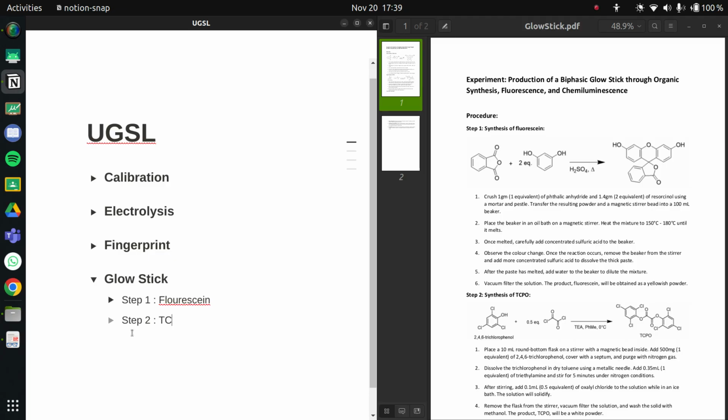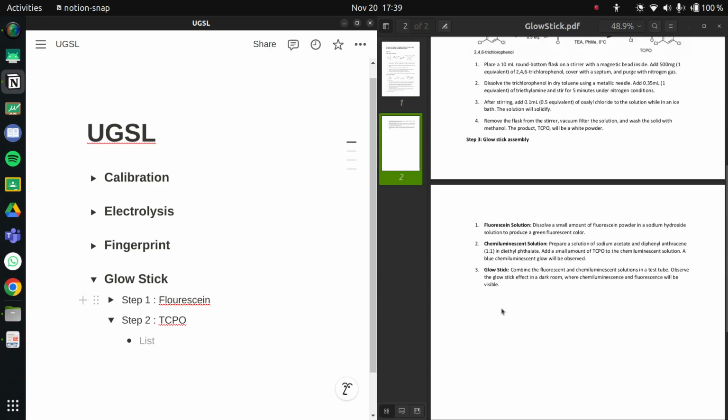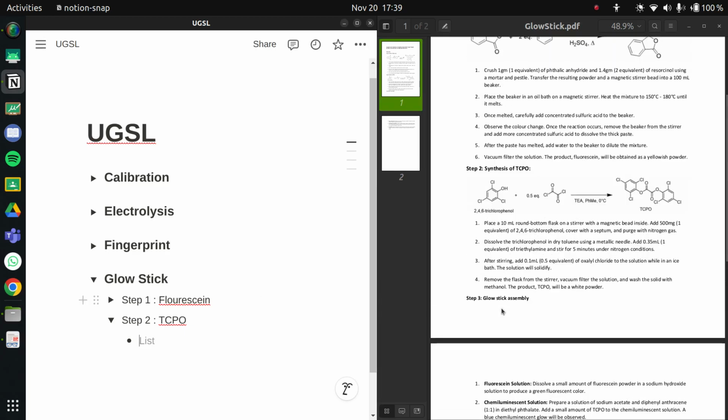So it's TCPO. Sure. I kind of forgot the full form. Okay, trichlorophenol, and you add to that. So let's just call it TCPO. That's it. Well, whatever. So once again, more instructions. A 10 milliliter round bottom flask must stir with a magnetic bead inside. Okay. 10 ml round bottom flask. On stirrer. With magnetic bead.